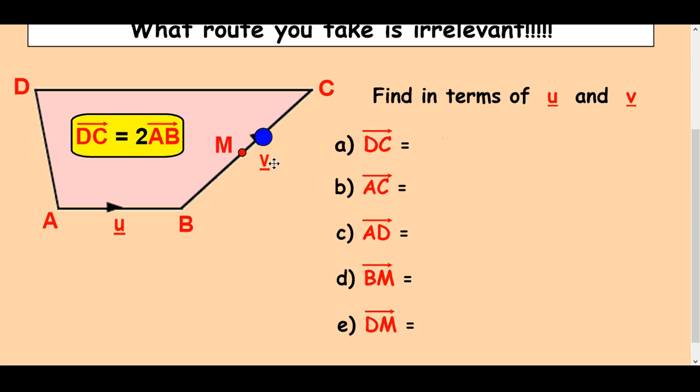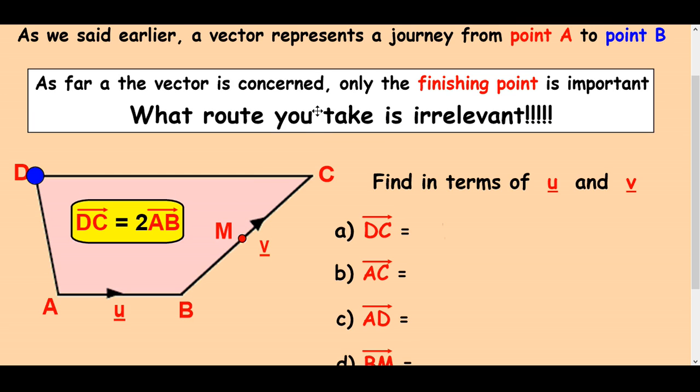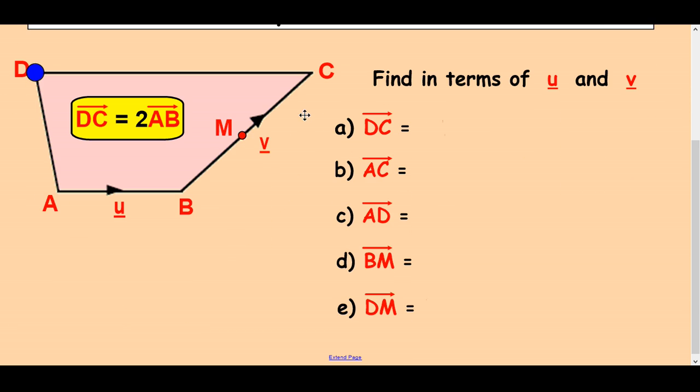That wasn't the case in the last lesson, and that's why I'm going to look at this again, because this is what we've been asked in an exercise book how to do. Okay, so we've got this journey from D to C to consider, from here, D to C. Again, the route you take is irrelevant. What's important is the finishing point. You start at D and you finish at C.